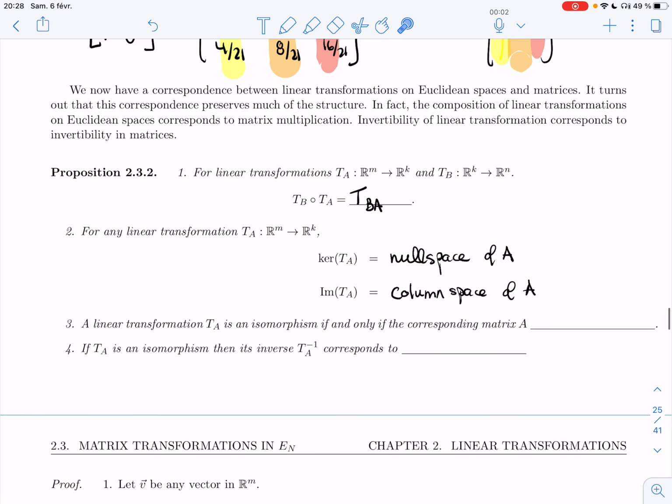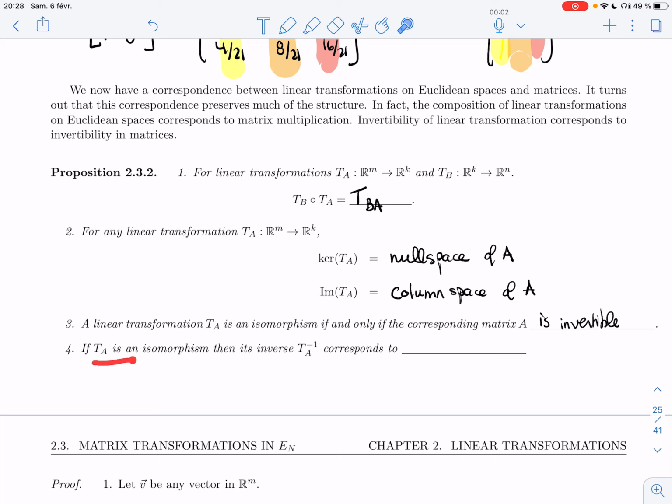All right, so a linear transformation T_A is an isomorphism if and only if the corresponding matrix is invertible. This is nice because it's easy to determine if a matrix is invertible. We have the determinants, we have the reduction, we have tons of tricks. And so we're going to use our knowledge of matrices to prove that a linear transformation is an isomorphism. That's a bit harder. We have to talk about kernel and stuff like that.